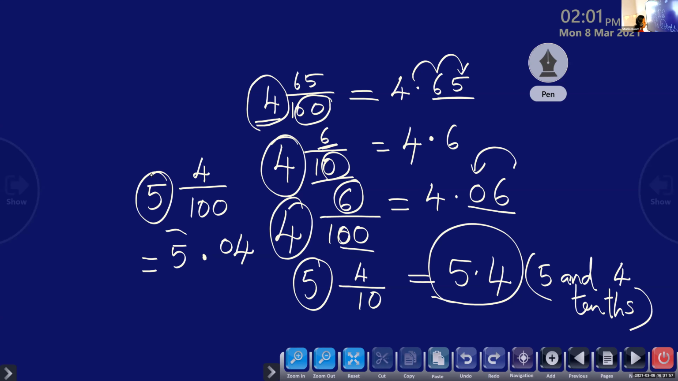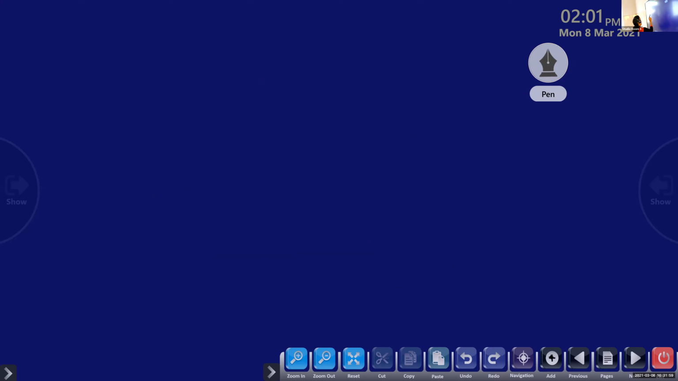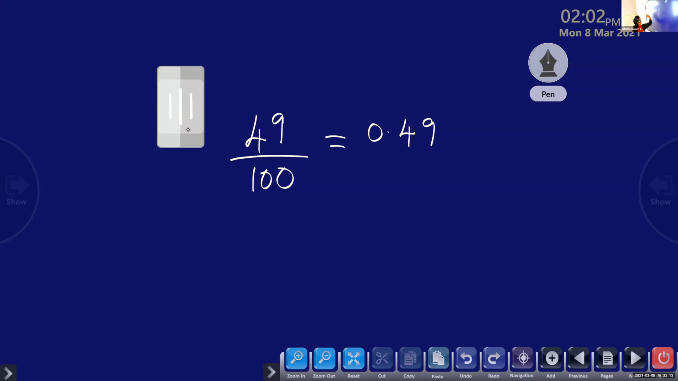So here, if there is no integral part, how can we write 49 by 100? There is no integral part. 0.49. See, here we have nothing, no integral part. So what will we do? We write 0. 0.49.